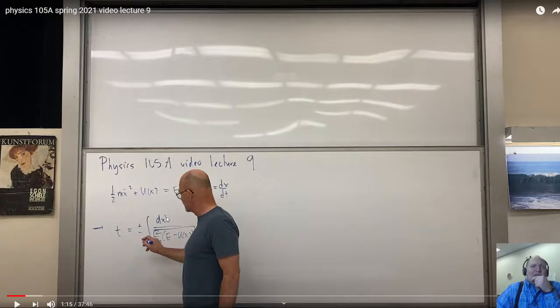I'm not sure if that's a prime or not. Let's go back and listen to that. The rest of it 2 E minus U of x. Yeah, I'm not sure what that little mark there is. Let's go back and listen.